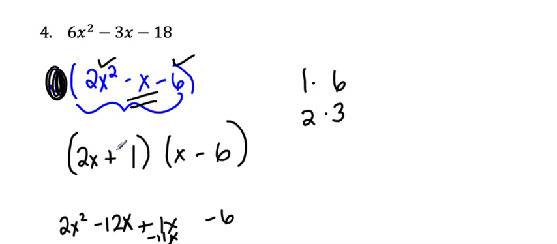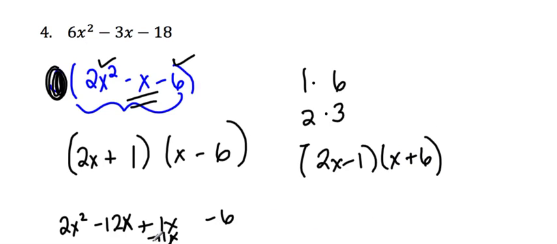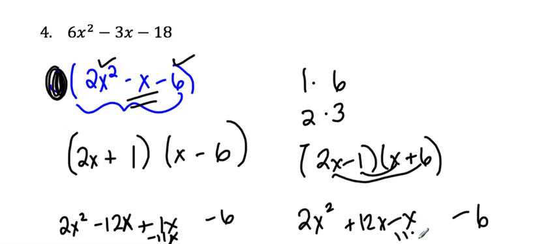Now what happens if I change this to a minus and this to a plus and keep the numbers the same? That's just going to change the signs on everything. It won't change whether the first and last terms are right. It just changes the sign on this 11. I would have 2x squared out front, and negative 1 times 6 would be negative 6, just to show you. The outer and the inner terms would be 12x minus x, and that would be positive 11x, which is what we said. It's just going to change the sign. So that doesn't work.